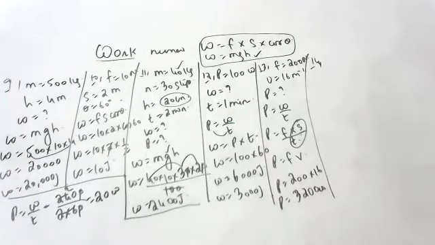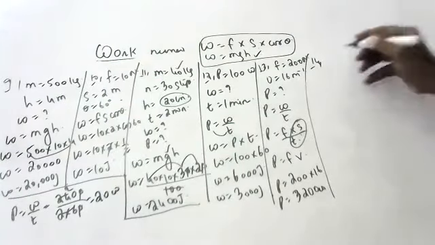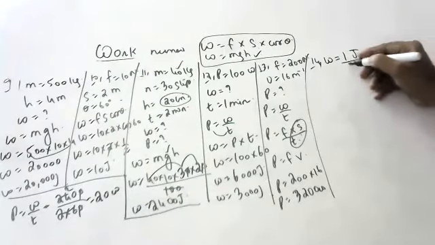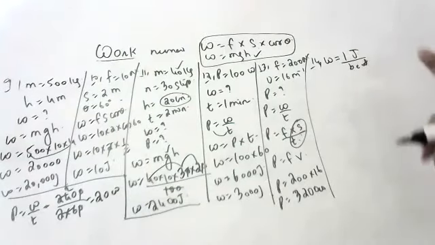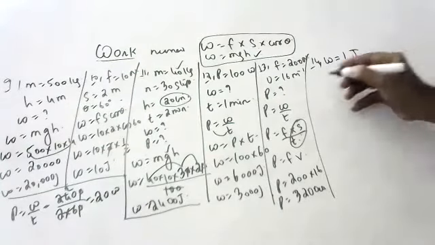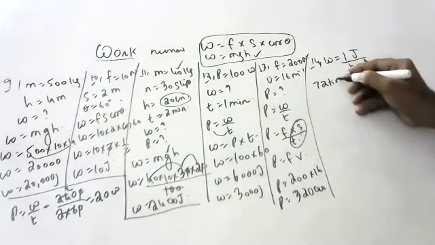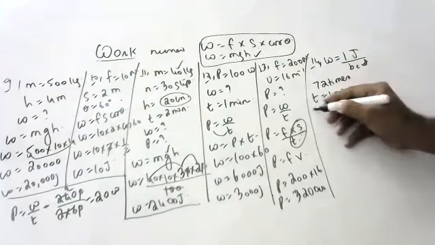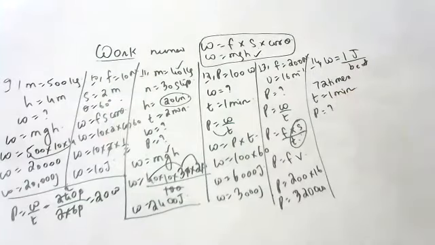Next question. Children, the work done by the heart is 1 joule per beat. Calculate the power of the heart if it beats 72 times in 1 minute. Who will tell this? Calculate the power of the heart.